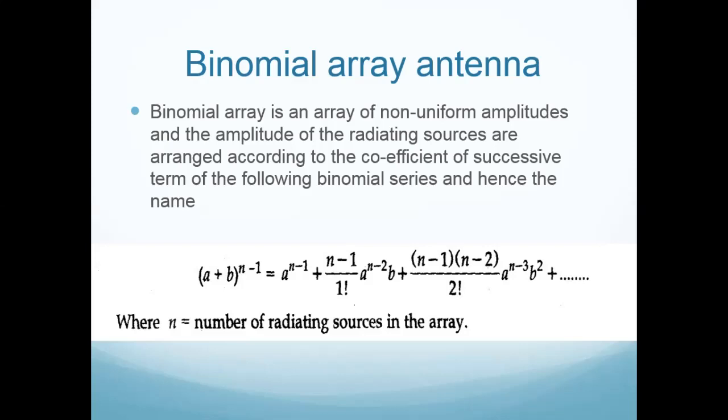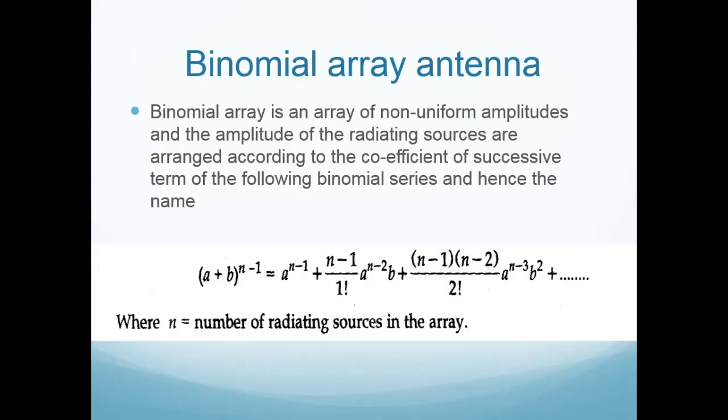The number of radiating sources means the number of antennas: source 1, source 2, source 3, source 4. Whenever we increase the antennas or sources, the gain will automatically increase. The spacing is the same between the antennas, but the amplitudes are different. So whenever the antennas are increased, the gain will automatically increase. That is the great advantage of antenna arrays.